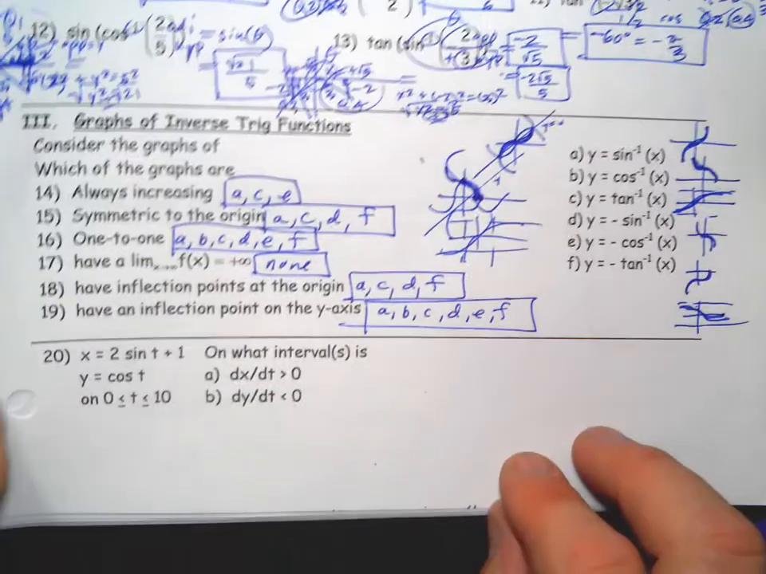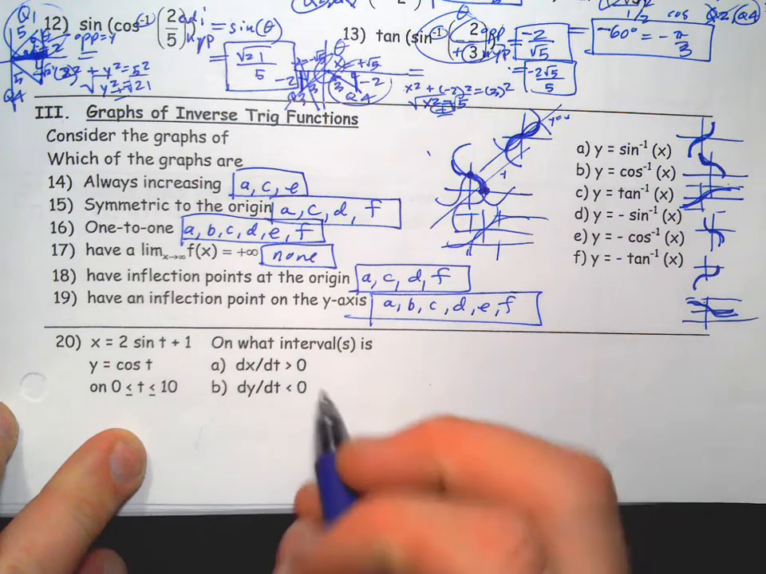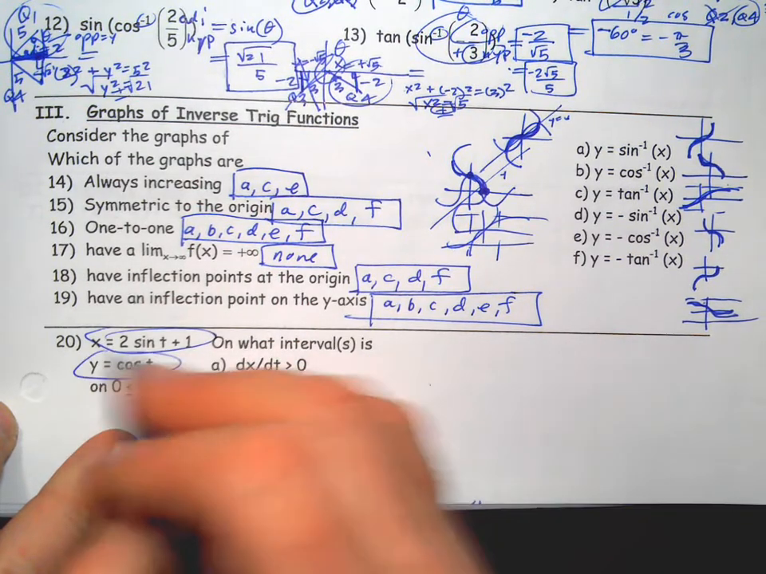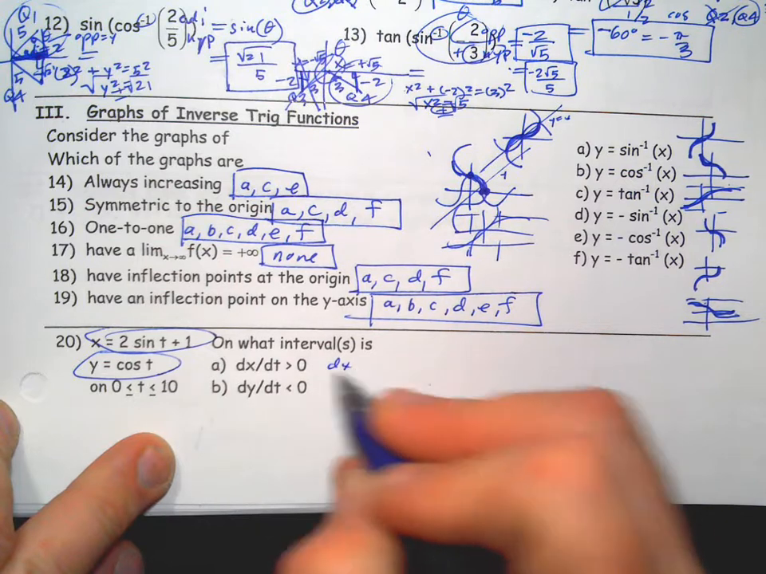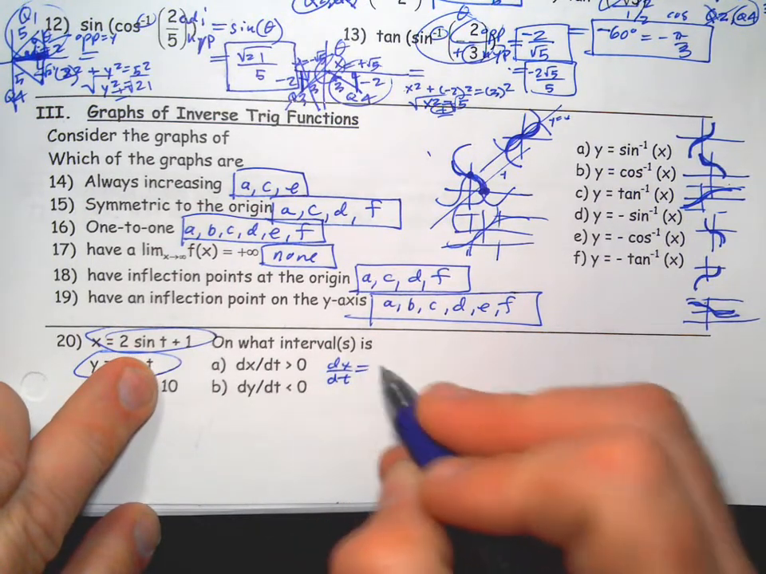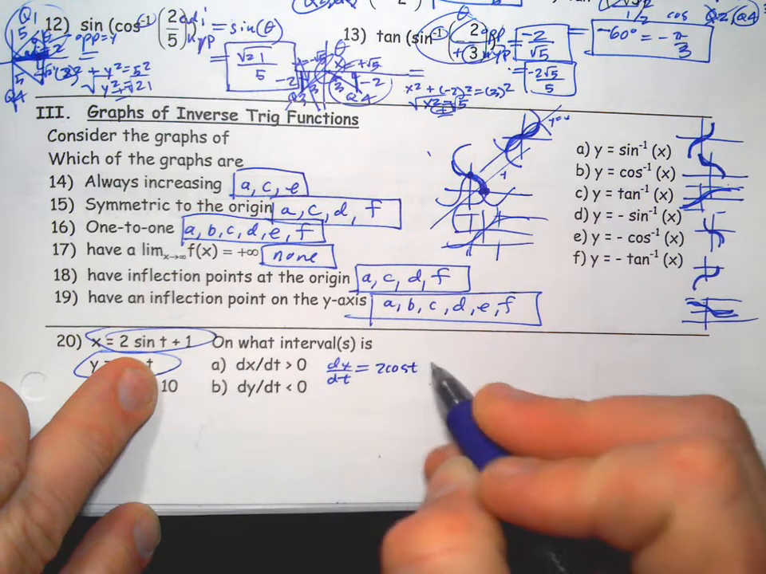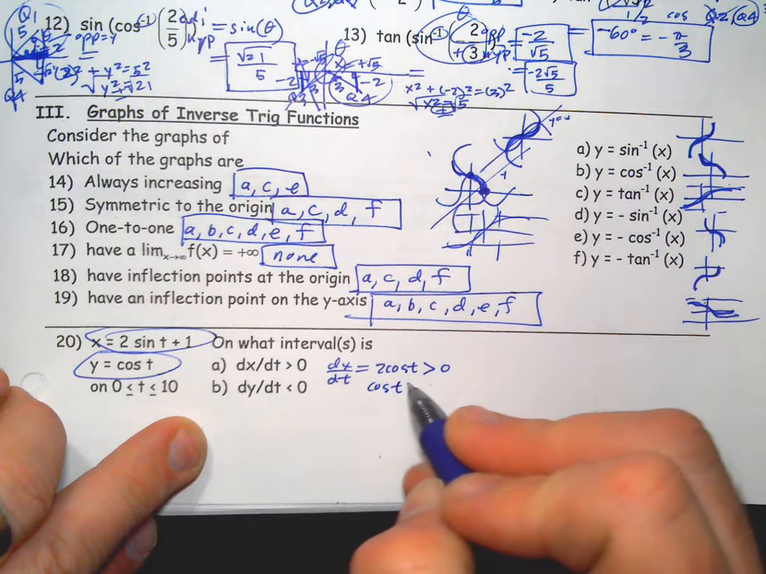Draw some sketches. Now for a little parametrics without even necessarily knowing parametrics. So you have x is a function of t, y is a function of t. So dx/dt is greater than or equal to 0. Well, let's find dx/dt. It's the derivative of x with respect to time. So that's going to be 2 cosine t, and we want to know, was it greater than 0? So that's the same thing as cosine t greater than 0.